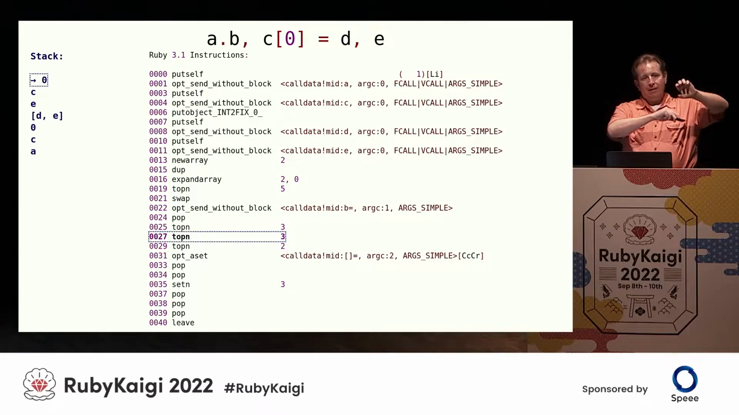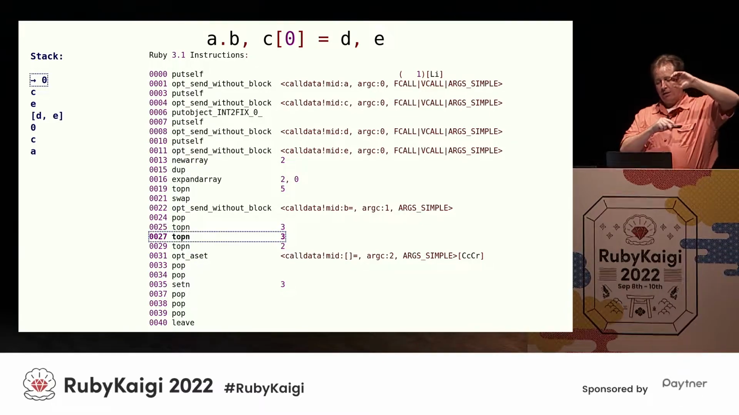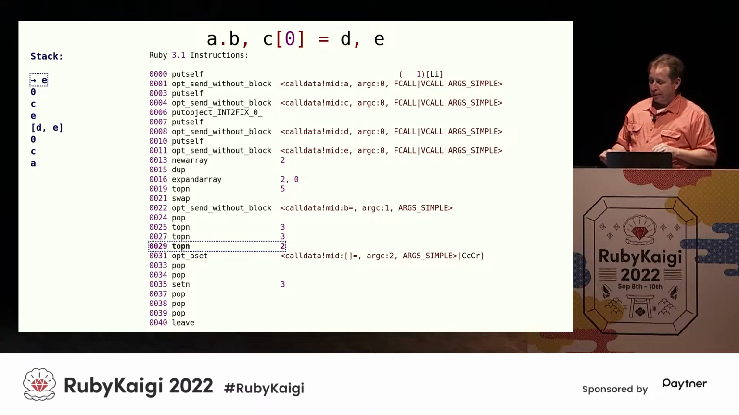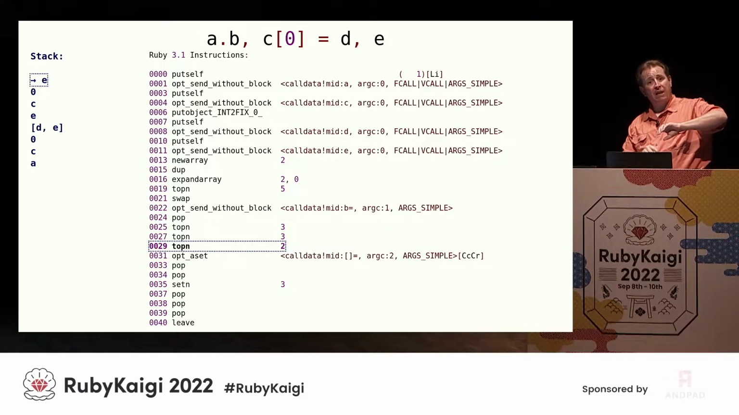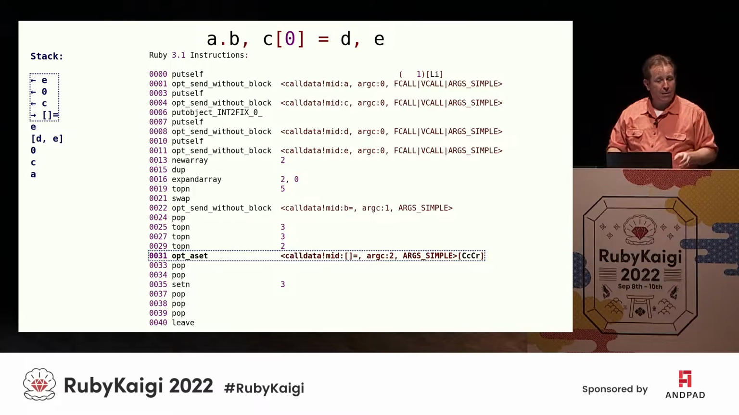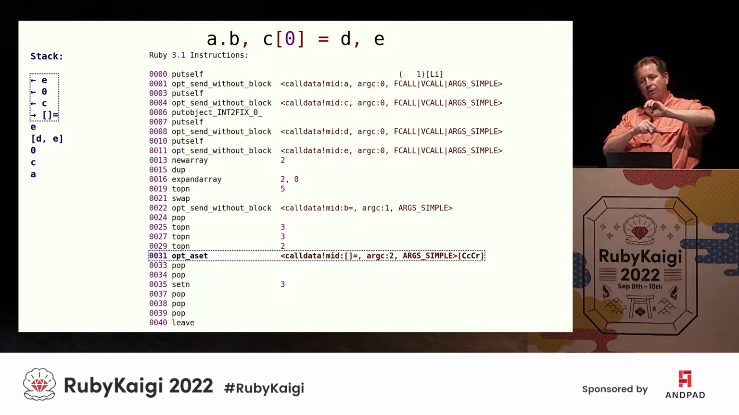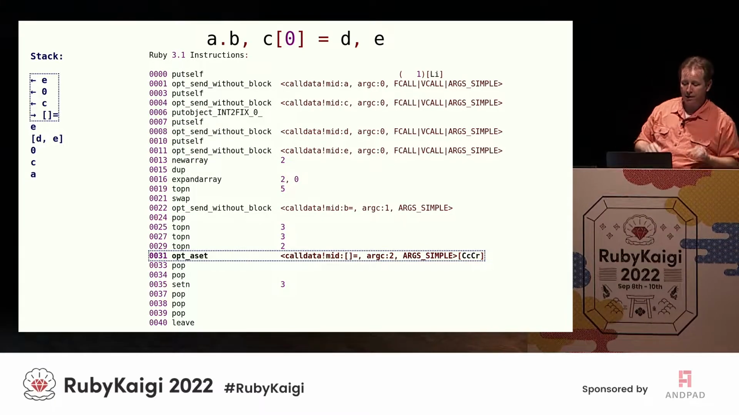Even though topn uses the same argument in this case, it pushes a different stack value because the argument to topn is the offset from the top of the stack, and the previous instruction pushed an entry onto the stack. Now we have another topn instruction. This one uses an argument of 2. This is pushing the second argument of the element assignment method onto the stack. The following instruction is the element assignment method, called with 2 arguments. That's going to pop the top 2 arguments and the receiver from the stack, and it's going to push the return value of the element assignment method onto the stack.